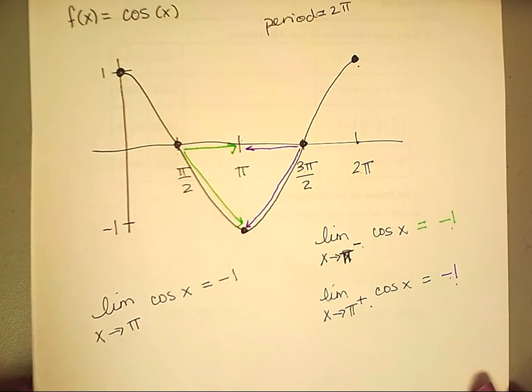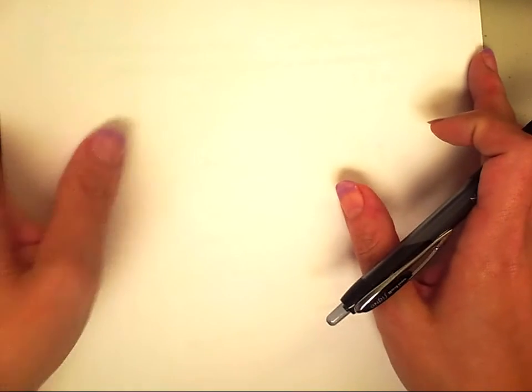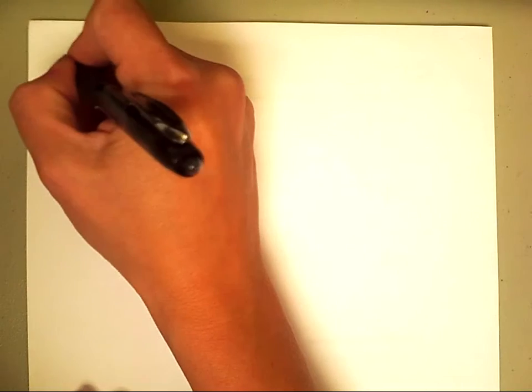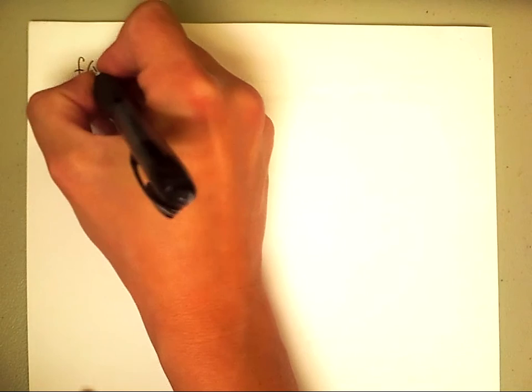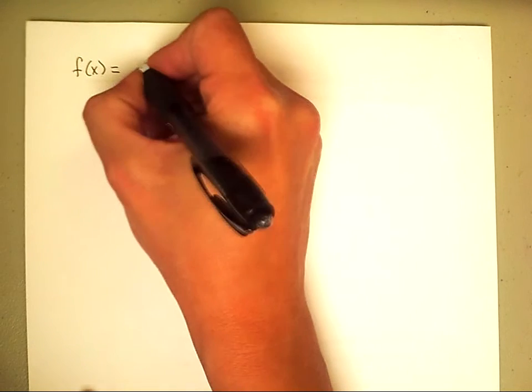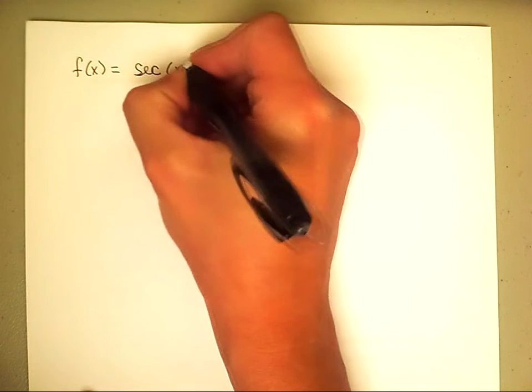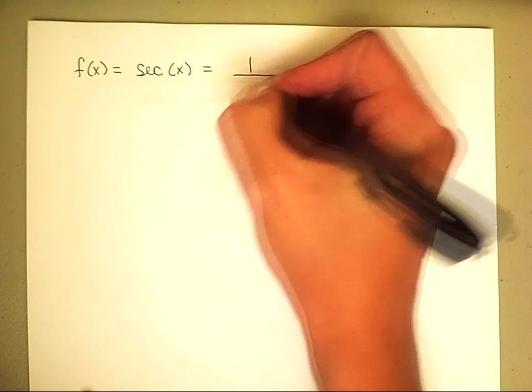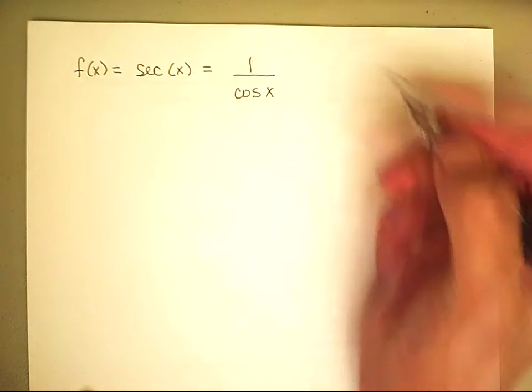All right. Now let's build upon this and look at our other functions. Let's do secant, since we just did cosine. If we have to graph f of x is equal to the secant of x, let's remember that's the same thing as 1 over the cosine of x.